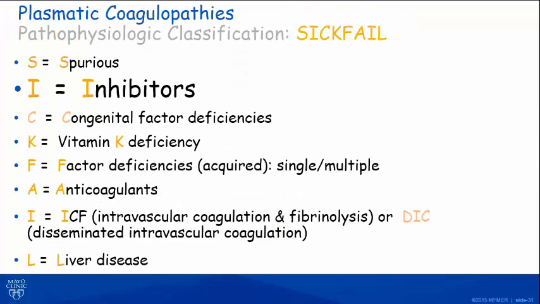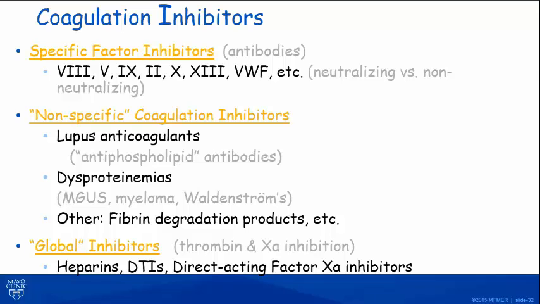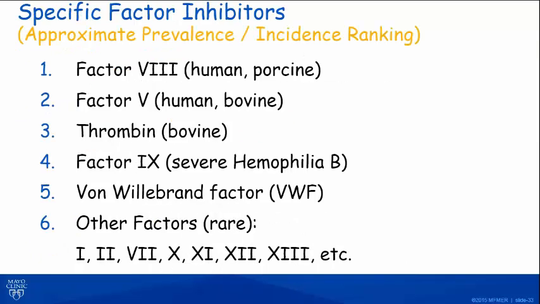The last category, inhibitors. They can be specific, which means an antibody against a single factor, most commonly factor 8, next most common factor 5, and so forth, or nonspecific, meaning not against a factor. Lupus anticoagulants, dysproteinemias, sometimes a monoclonal protein can interfere with clotting testing, and then global inhibitors such as heparins and the direct-acting reagents. So categories to think about.